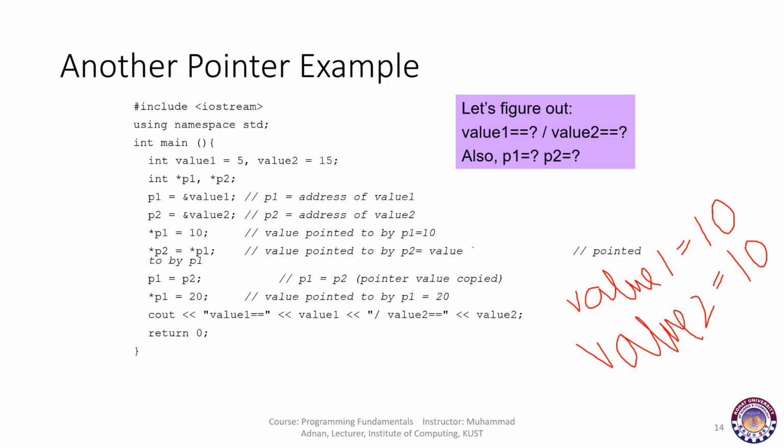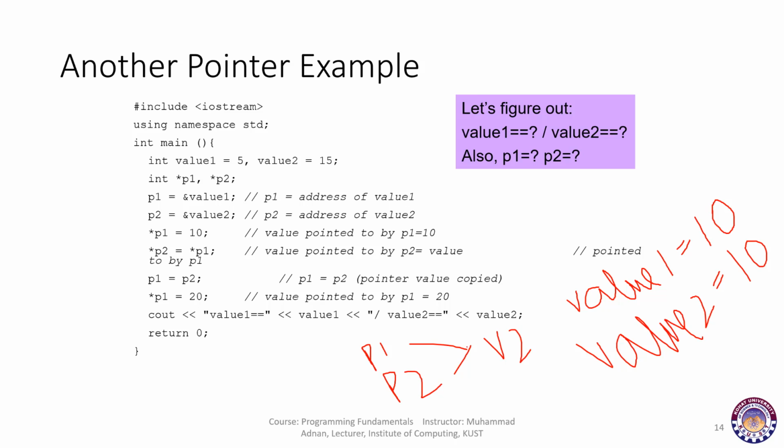Okay, the value pointed to by p2 is equal to the value pointed to by p1. And then we assign p2 to p1. So p1 will now be pointing to, like we have this p1 and p2, now both are pointing to value 2.